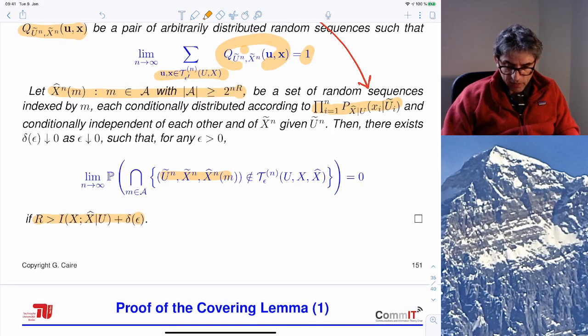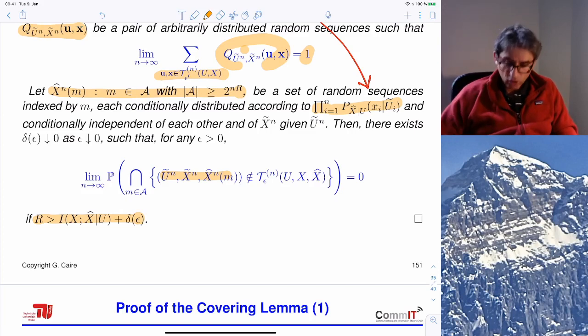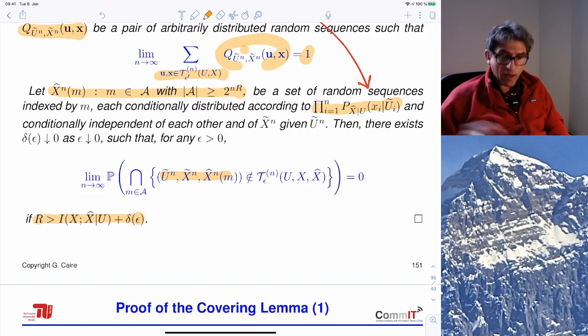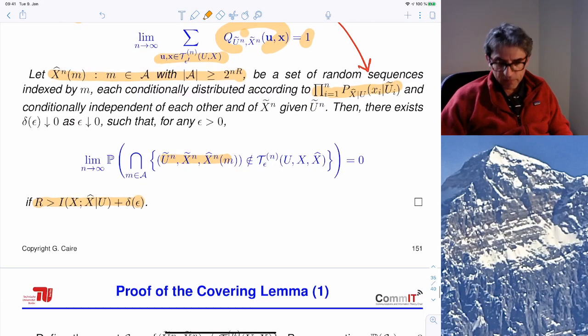So what this means is that if we pick this set large enough, so this probability goes to 0, it means that at least one of these sequences X hat M is going to be jointly typical with U tilde and X tilde. Because the probability that they all are not jointly typical goes to 0, it means that at least one will be jointly typical. Some of the sequences will be jointly typical in the limit.